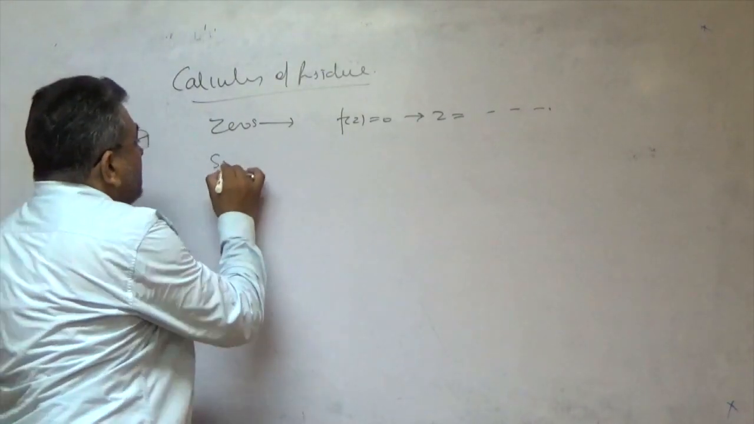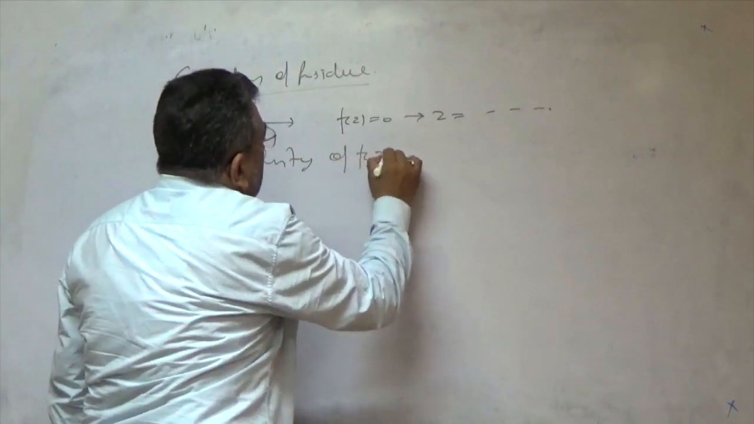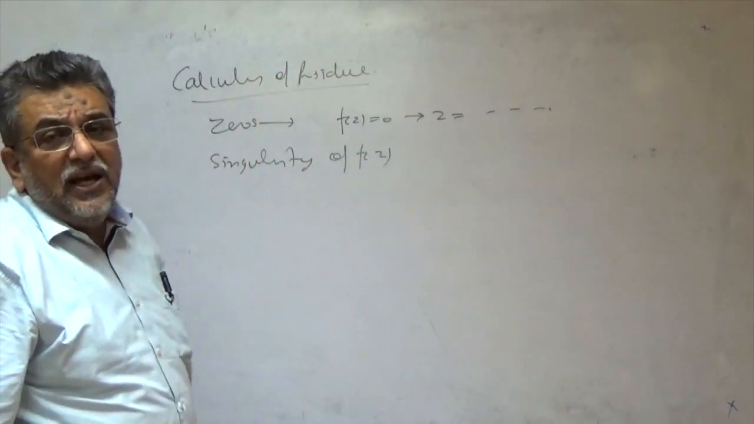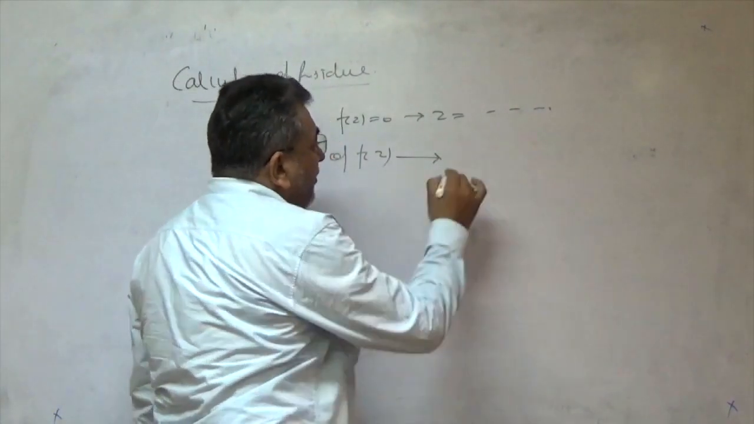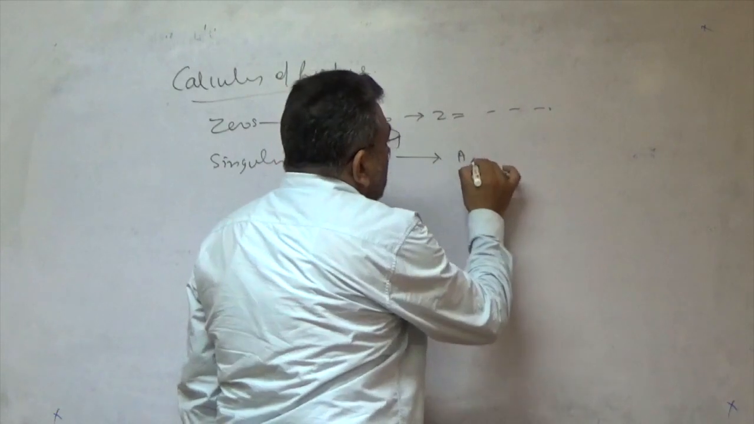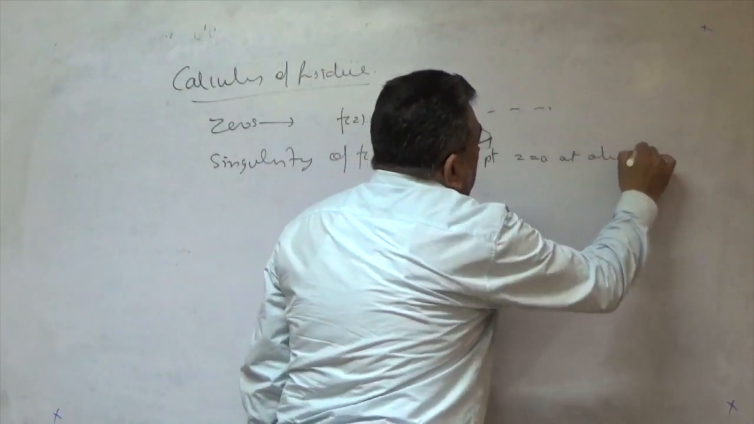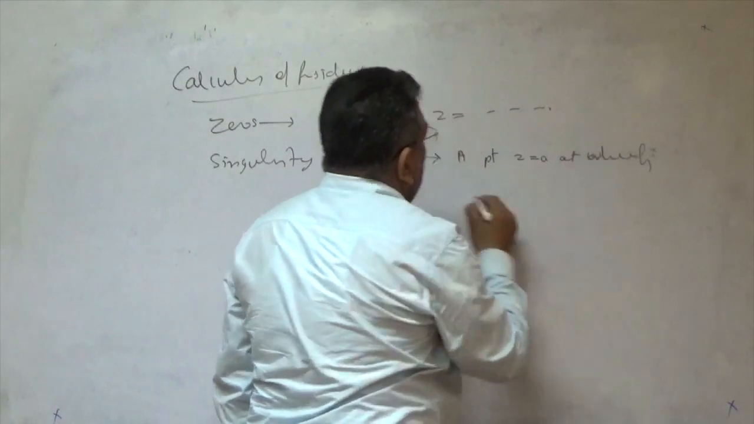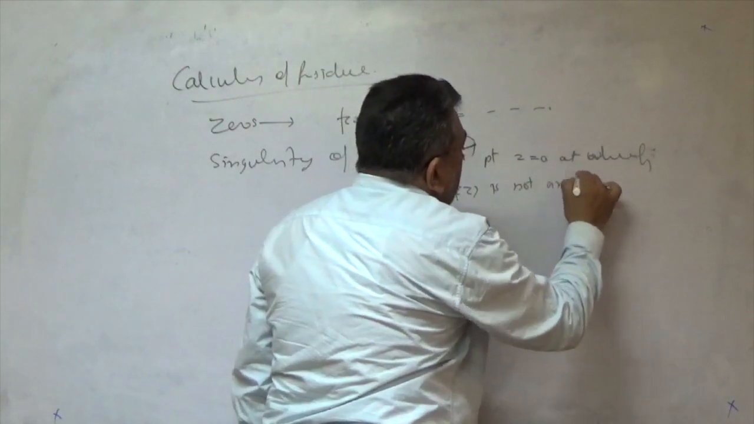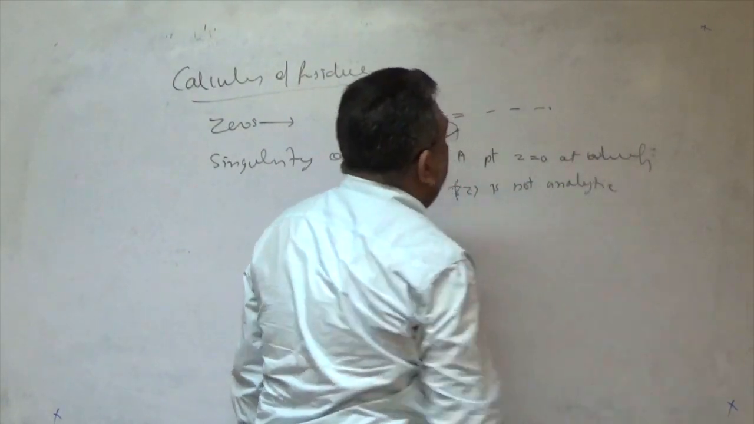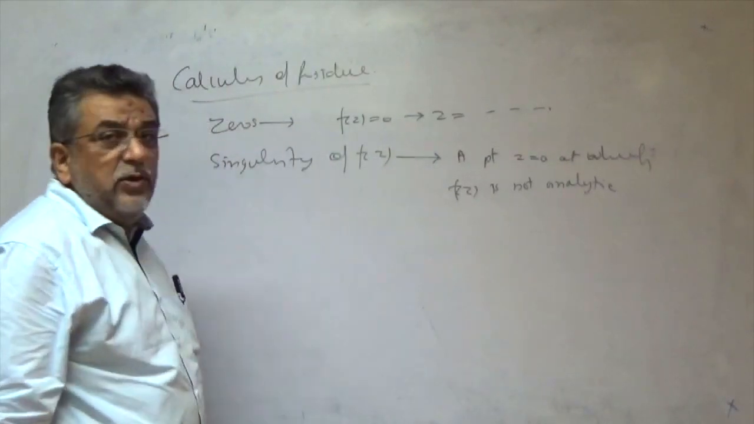The second thing I discussed was the singularity of a function, or you can say a singular point of the function. I told you if there is a point z equal to a at which f(z) is not analytic, then this is a singular point or singularity.